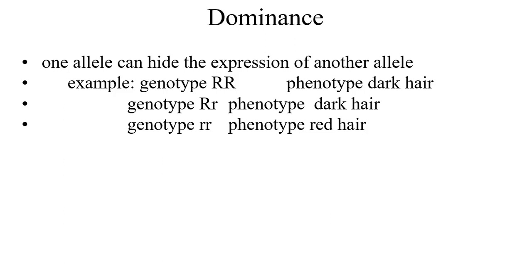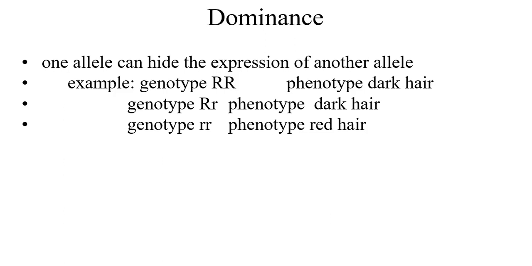Okay? Then you have the phenotypes. Well, that one at the top, if a person has two alleles, both of which code for dark hair, there's not too many other options. The person's going to have dark hair. In that one at the bottom, if a person has two alleles, both coding for red hair, not a whole lot of options. The person's going to have red hair.